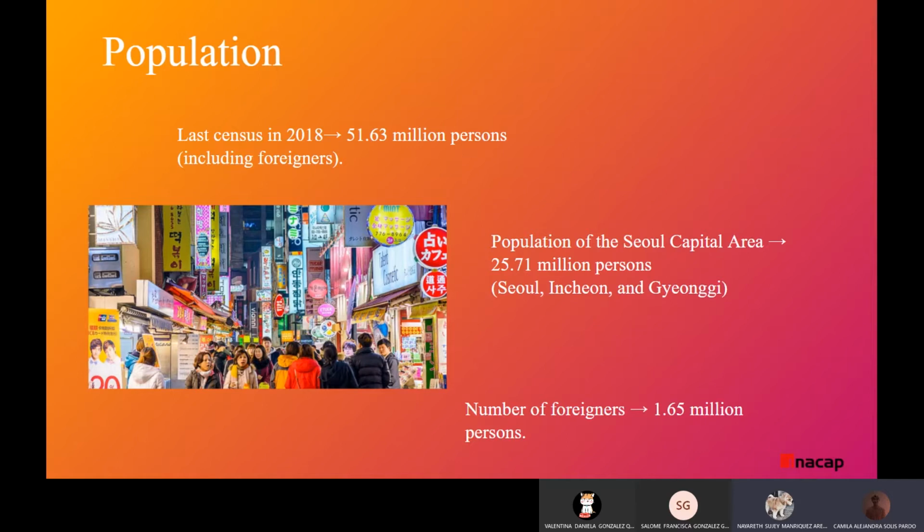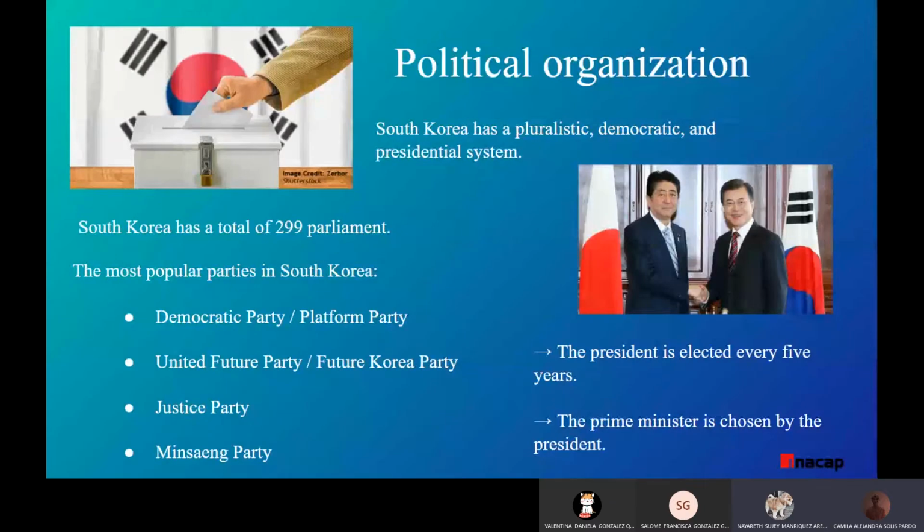Now, the political organization: we can say that Korea has a pluralistic, democratic, and presidential system. The president is elected every 5 years. He chooses his prime minister, and besides, the prime minister can assume the presidential functions. To explain, it's something like the interior minister here in Chile.